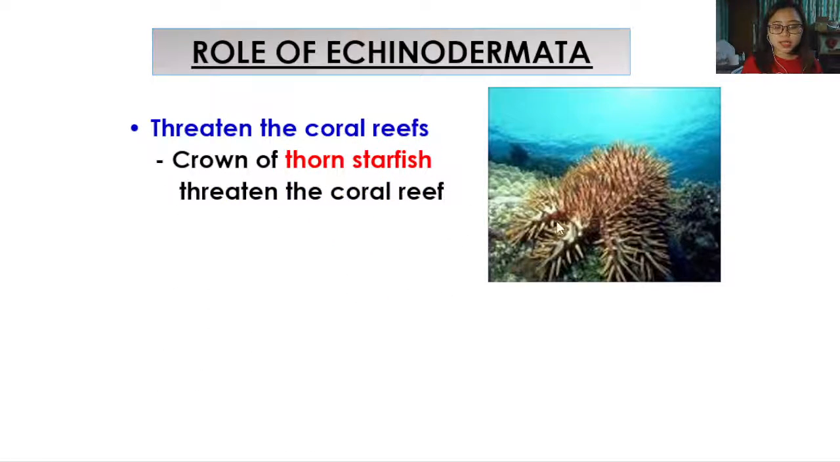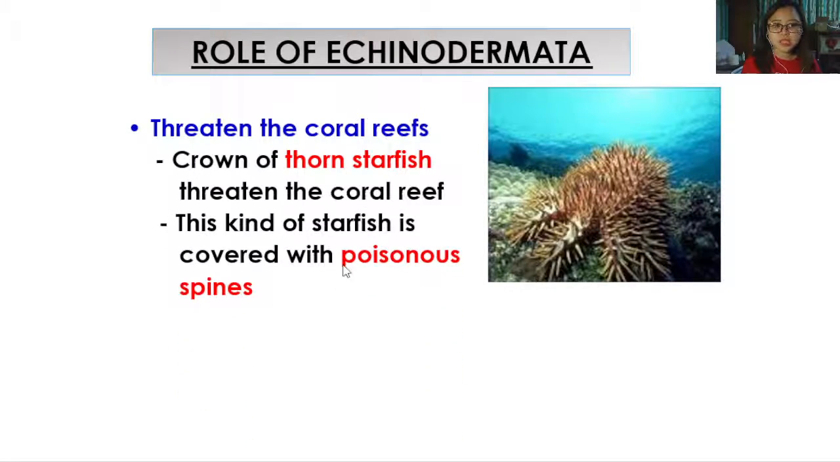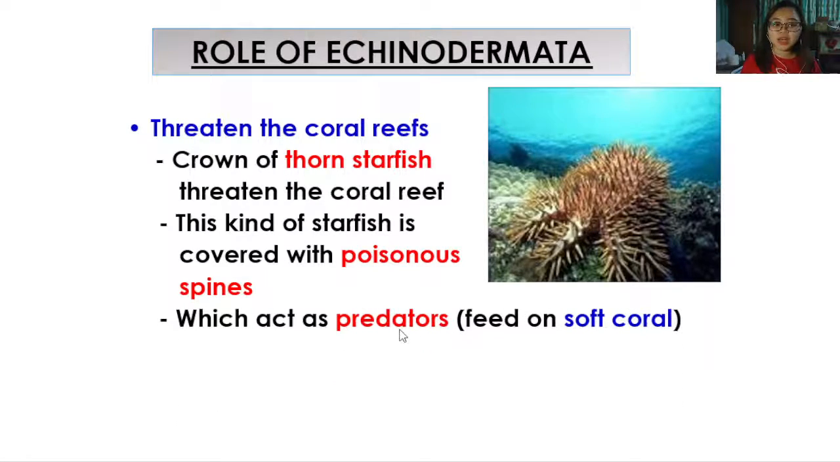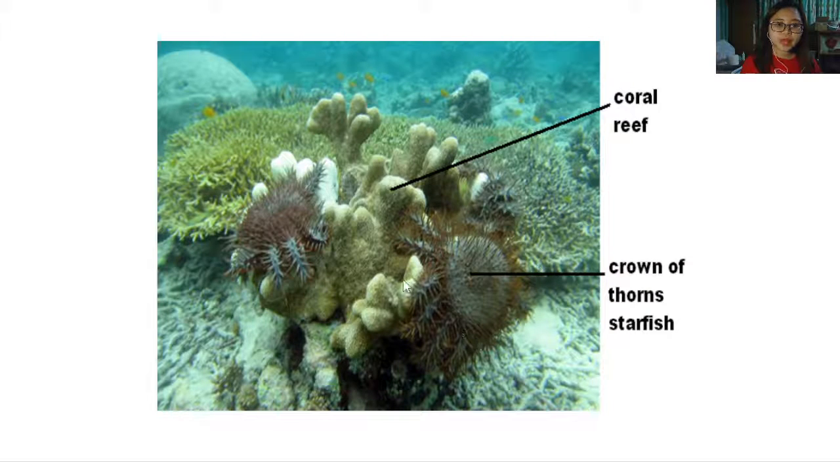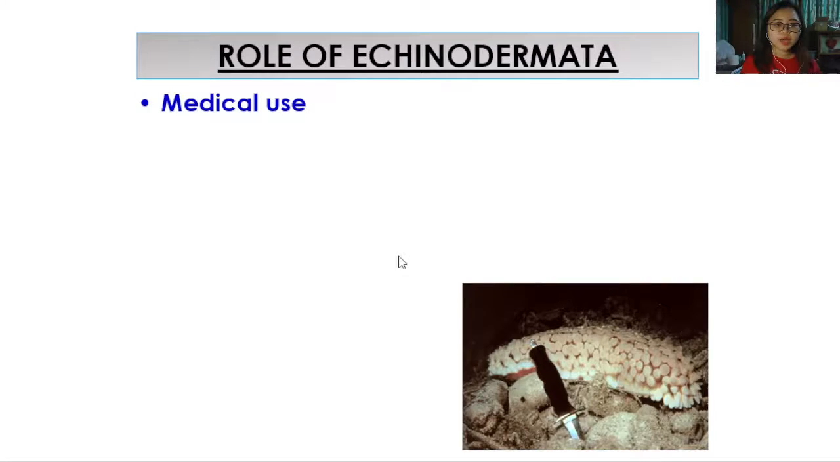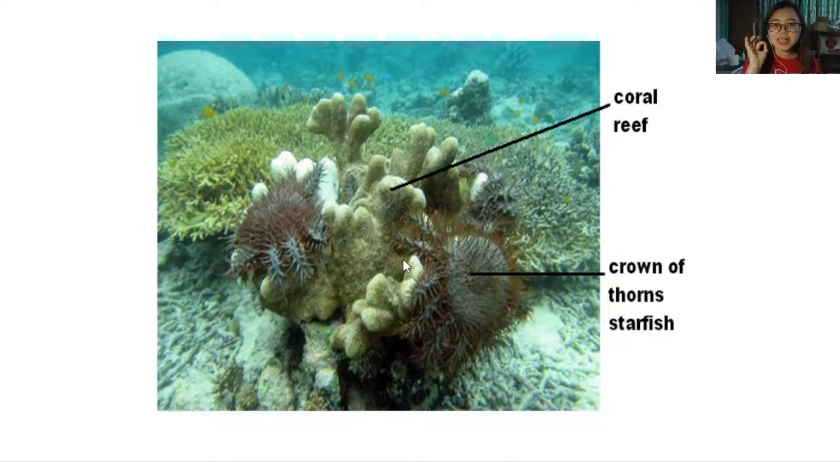So this is an example. This is the crown of thorns starfish that tends to threaten coral reefs. It's a kind of starfish that is covered with poisonous spines, which will act as predators by feeding on the soft coral. And as you can see in this picture here, we have the crown of thorns starfish eating this coral reef. So that is one of the negative effects of echinoderms on the environment.